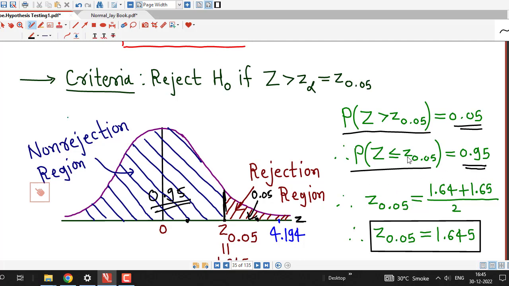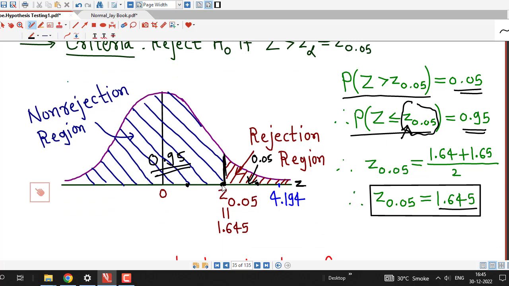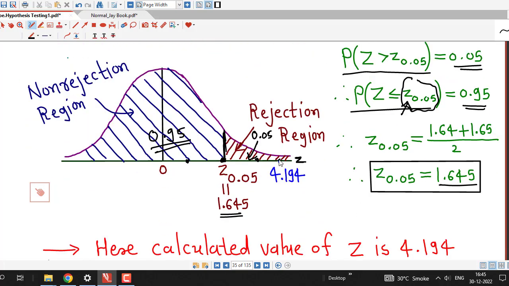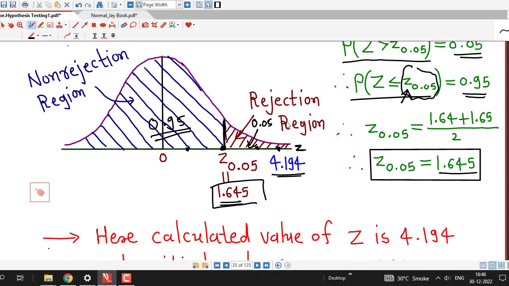And as I discussed, using the standard normal cumulative probability table, I find that this value of z is (1.64 plus 1.65) divided by 2, that is 1.645. So this is the critical value of z, 1.645, and the test statistic has value 4.194. So somewhere here, suppose. We can see the calculated value of z using the two sample z test exceeds this value 1.645. Therefore we are in the rejection region.